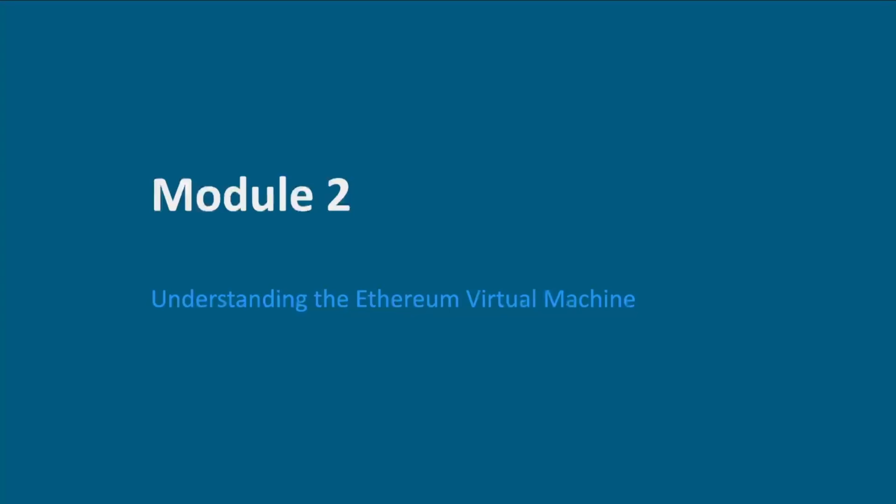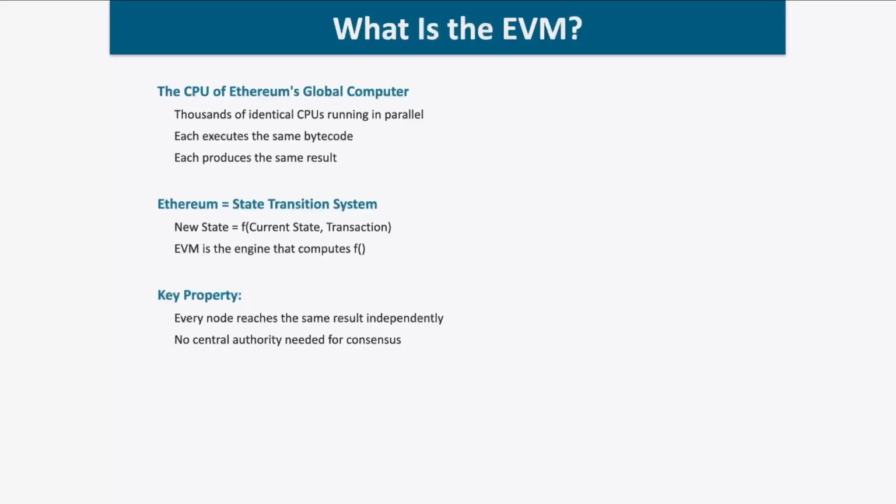Let's dive in. In Module 1, I said Ethereum is a world computer and the EVM is its CPU. Let's expand on that. The EVM is literally the CPU, the processor that executes every instruction in every smart contract. But here's what makes it radically different from your laptop CPU. There isn't just one EVM, there are thousands of them running in parallel around the world. Each one executes the same bytecode, processes the exact same transaction, and produces the exact same result. Thousands of independent computers arrive at identical answers without any central authority telling them what the answer should be.